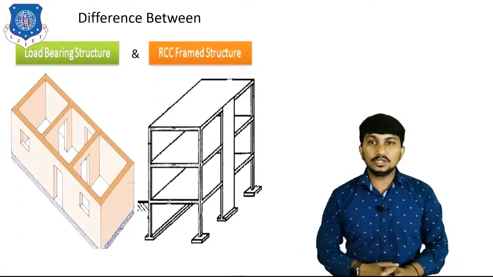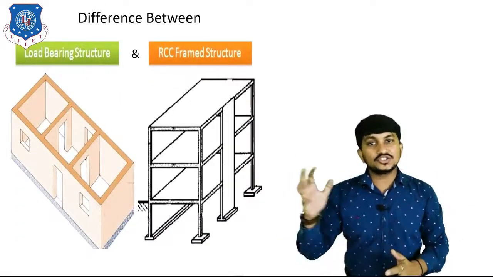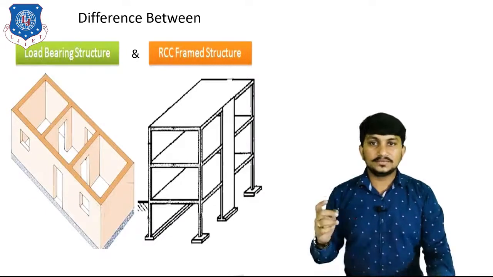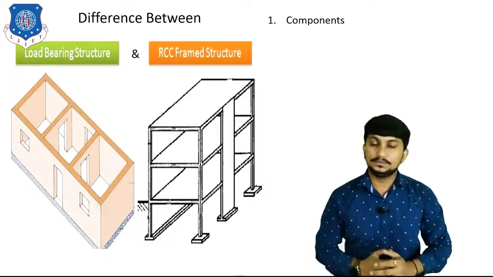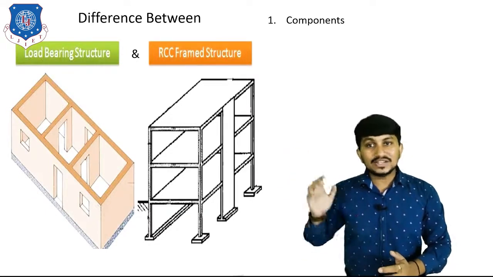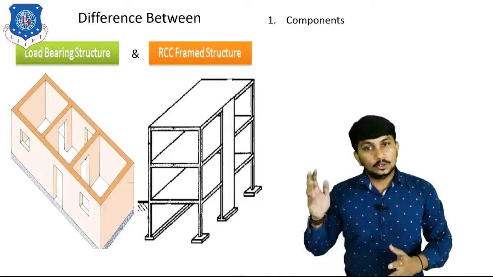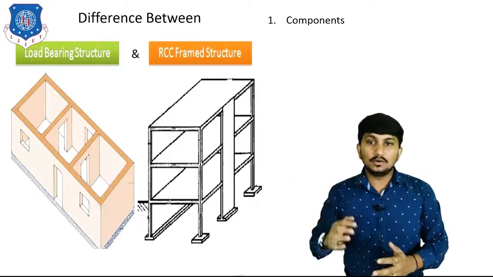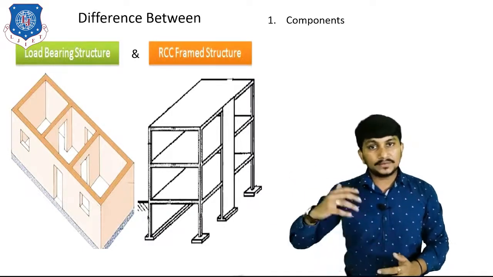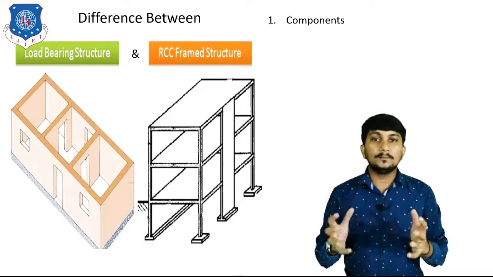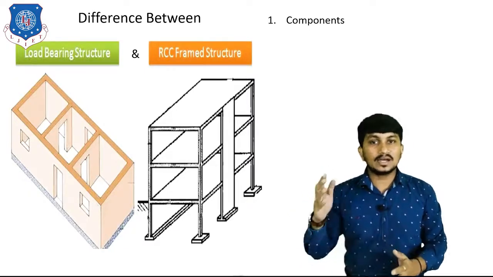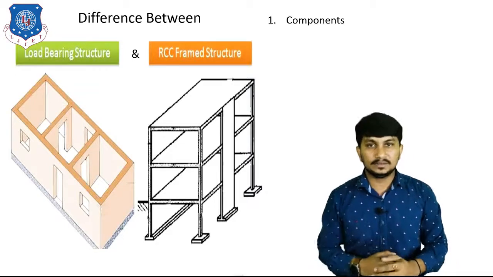Now we will discuss the difference between load-bearing structure and frame structure. First difference is about its components. Here in load-bearing structure, the components are load-bearing wall and its wall footing, while in frame structure, the main components are RCC column, RCC beam and its footing.